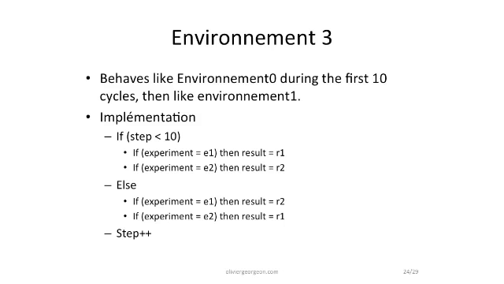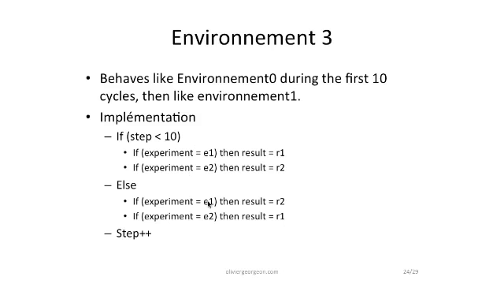So we're going to do the third environment. This environment will behave like environment 0 during the first 10 cycles, and then like environment 1. So the agent will have to adapt a first time, and then readapt to the other environment. And of course, we want to implement an agent that is able to work in any of the three environments that we have done before.